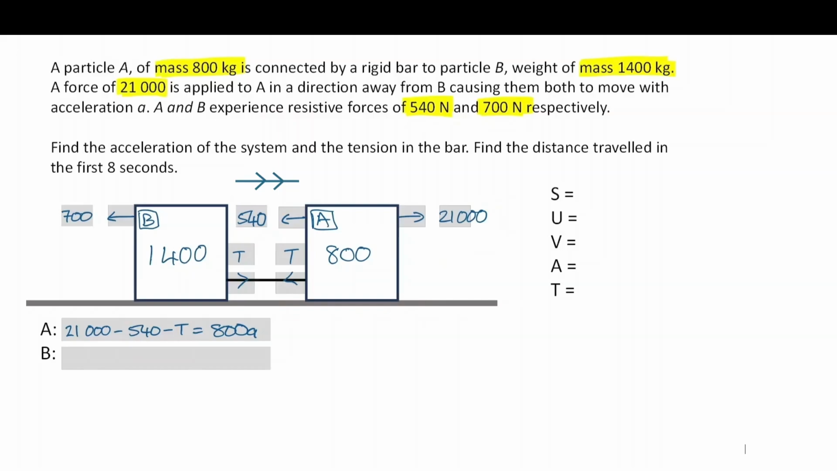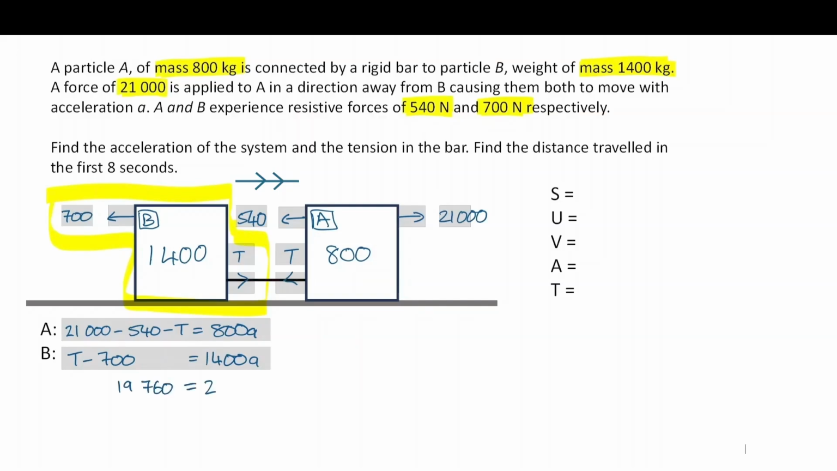Okay, now let's focus on B. All of the forces operating on particle B. There's only two of them. Once again, we need to consider which is positive and which is negative. Tension matches the positive direction, which is to the right. So we'll get positive tension, negative 700, and that equals 1,400A.